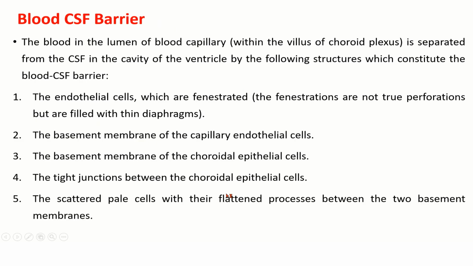In order to compare and contrast, in the blood-brain barrier you have seen the capillary endothelial cells with tight junctions, then the basement membrane and the foot process of astrocytes. We also have the blood-CSF barrier, which has endothelial cells that are fenestrated. The fenestrations are covered by diaphragms, then the basement membrane of capillary endothelial cells, the basement membrane of choroidal epithelial cells, the tight junctions between the choroidal epithelial cells, and the scattered pale cells, which are modified pia cells, between them. So endothelial cells are fenestrated here, whereas in the blood-brain barrier, endothelial cells have tight junctions.